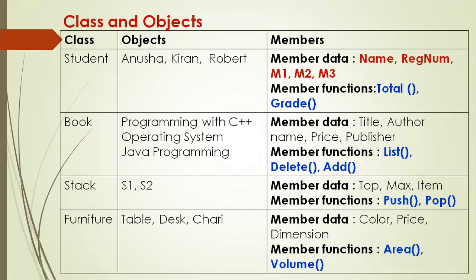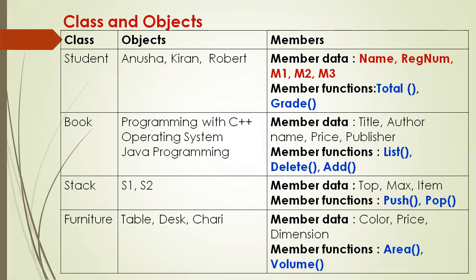Let us take some examples of a class and object and what are the member data and the member functions of that particular class. First one is student. Here the class name is student and the examples of student are Anusha, Kiran, Robert. So Anusha is one object, Kiran is one object, Robert is one object. Now, once you say something is a class, you should identify what are the member data of that particular class and what are the member functions of that particular class.